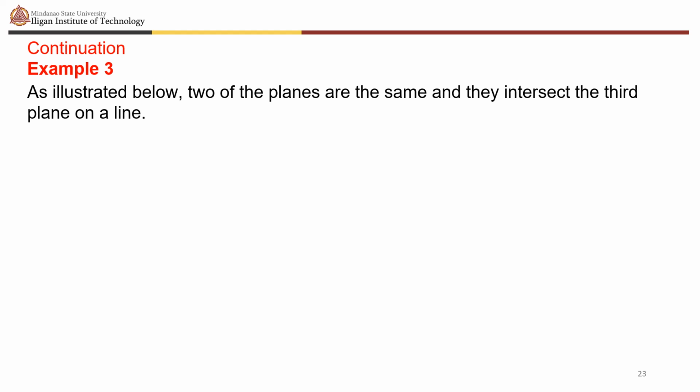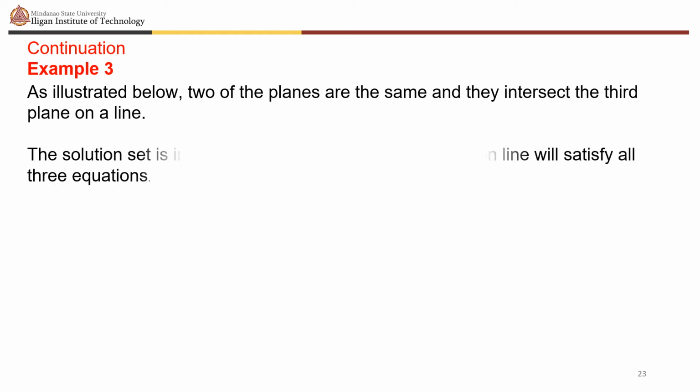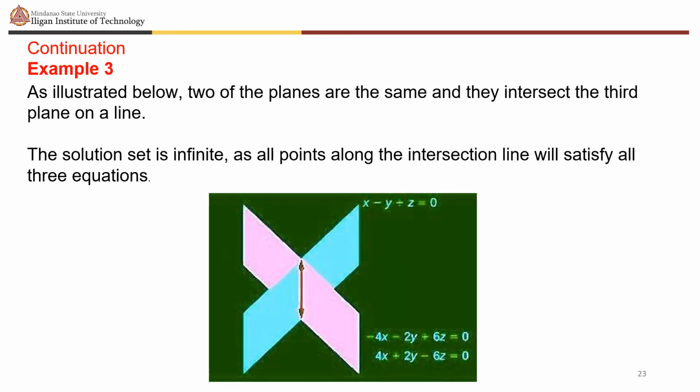As illustrated below, two of the planes are the same and they intersect the third plane on a line. The solution set is infinite as all points along the intersection line will satisfy all three equations. So this is the sketch. If you take a look at this sketch, we have this plane represented by negative 4x minus 2y plus 6z equal to 0 and 4x plus 2y minus 6z is equal to 0. They're the same plane here. And this plane is x minus y plus z is equal to 0, and they intersect on a line.